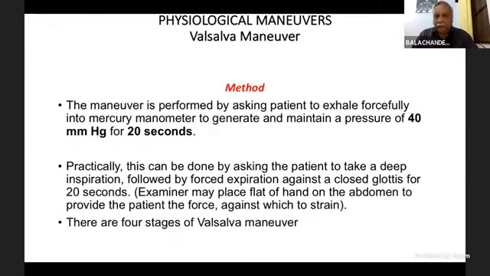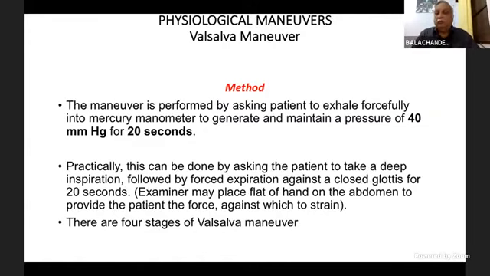So how is it performed? The patient is asked to exhale forcefully. Practically, how do you do it? The patient takes a deep inspiration, followed by forced expiration against a closed glottis for about 20 seconds. We can even place the flat of the hand on the abdomen, provide the patient resistance, and ask the patient to strain and try to lift the hand.